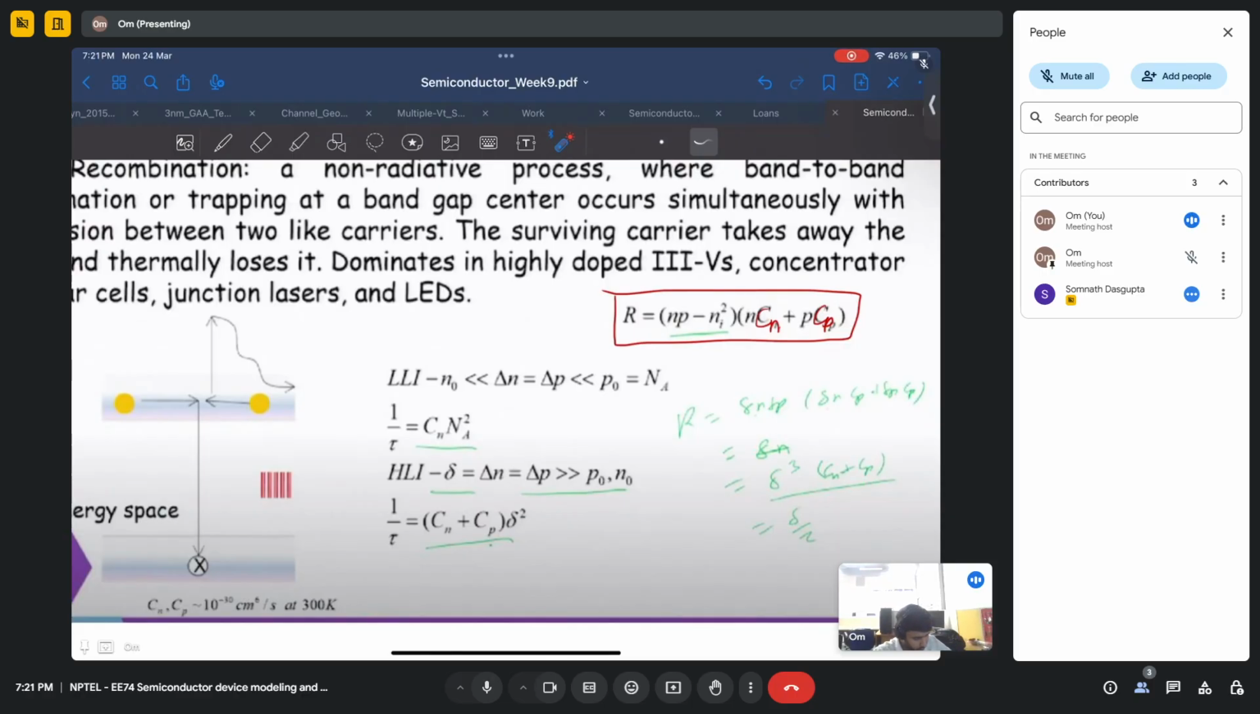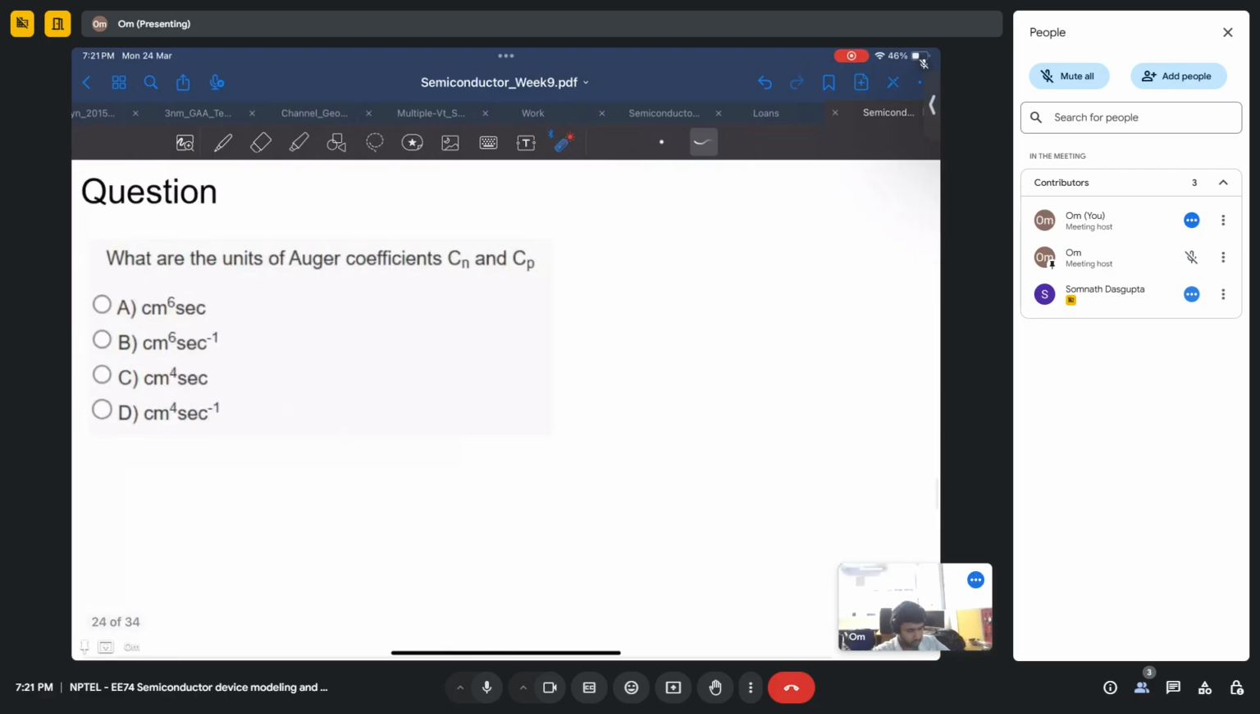So this is written here also. I think 10 to the power 6 centimeter to the power 6 per second. So this is option B.